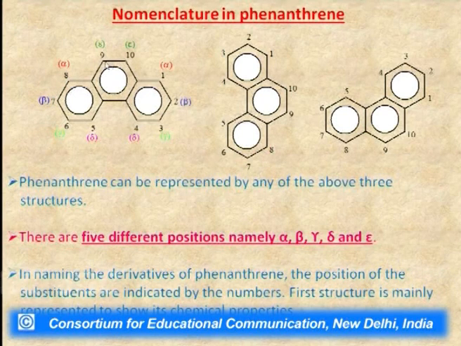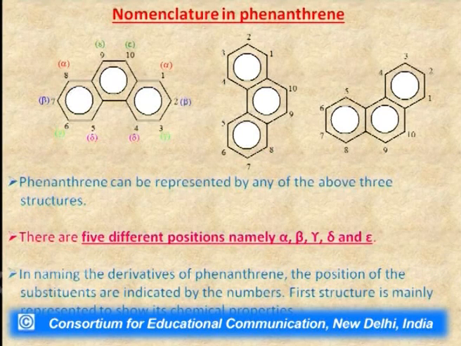This ring which is in the center will get the carbon number 9 and 10. So this is the nomenclature of hydrogen present in this hydrocarbon. This can also be designated as alpha, beta, gamma, omega and epsilon hydrogens.